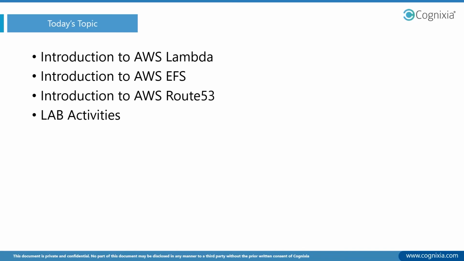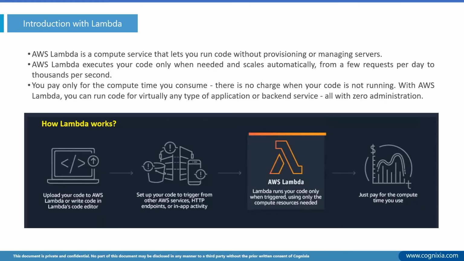Now in today's topic, we'll talk about Lambda, EFS, Route 53, and then we'll go for some lab activities related to Elastic Beanstalk, right? I think it's time to start now. In this session, we are covering only the conceptual part of 3 topics: Lambda, EFS, and Route 53. With these concepts, you will have some technical idea about Lambda, EFS, and Route 53. You will come to know the purposes of these services.